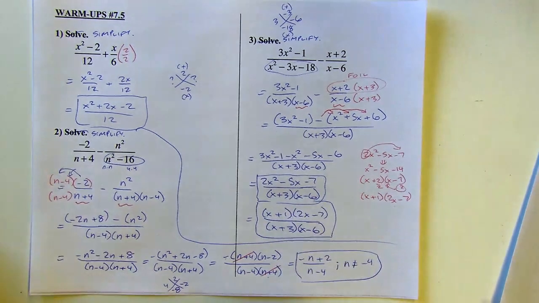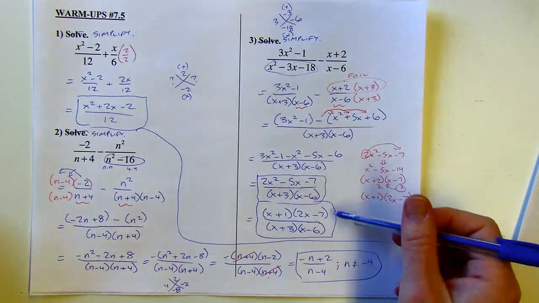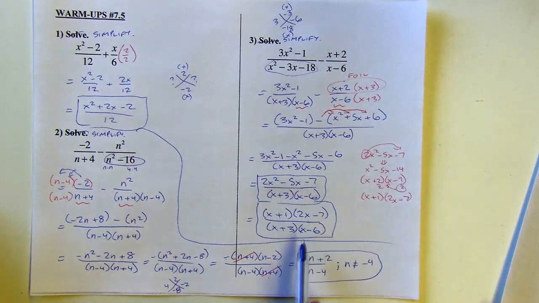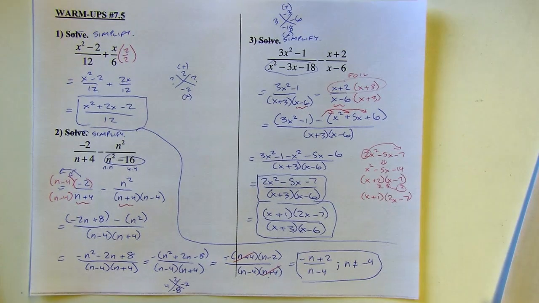Doesn't matter which one. I like to just always factor everything so you can see that there's no more reducing to do. But I suppose you could even multiply the denominator together as well if you'd rather write that as a trinomial. But I like to leave it factored.